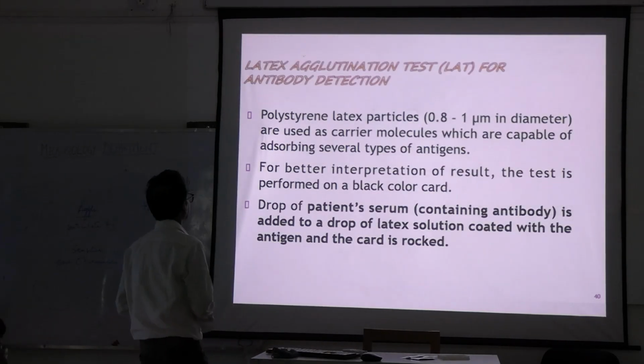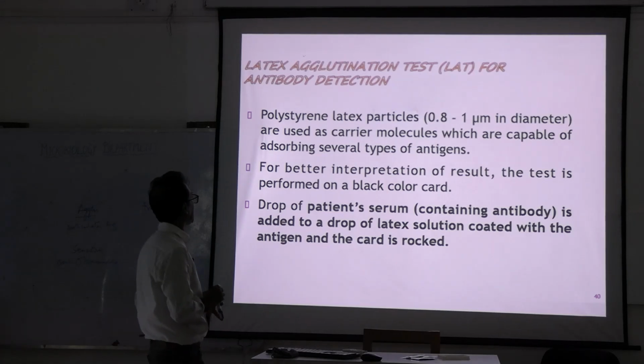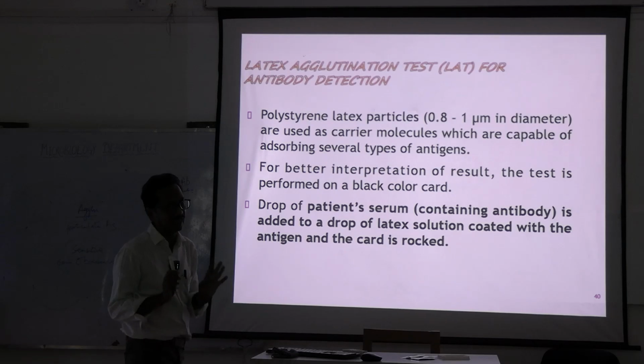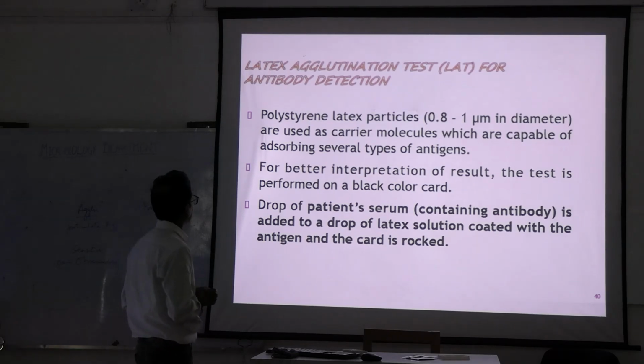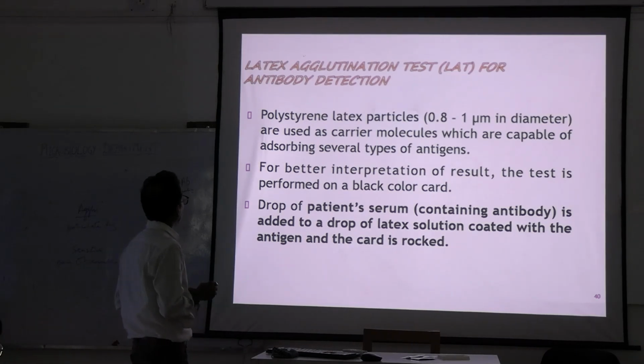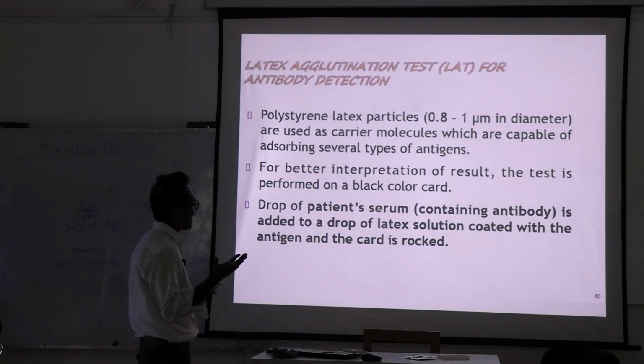Latex agglutination test: polystyrene latex particle, 0.8 to 1 micrometer. Even if you don't remember the size, remember the latex is used as a carrier molecule capable of absorbing several types of antigen. And for better interpretation of results, the test is performed on a black color card.